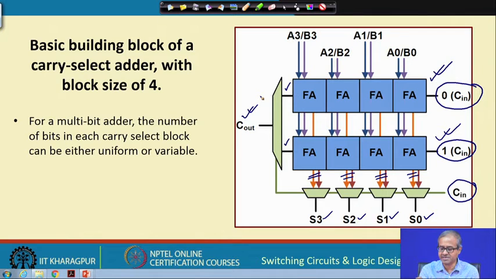So, the idea is this: we are investing in hardware, using double the amount of hardware, and we are doing some speculation. We are doing an addition both for carry 0 and for carry 1, and we are ready with the two sums. Once the carry is available, we select one of the two sums using a multiplexer. So, we avoid the addition delay, and only the multiplexer delay, which is much smaller, will be incurred. This is the idea.